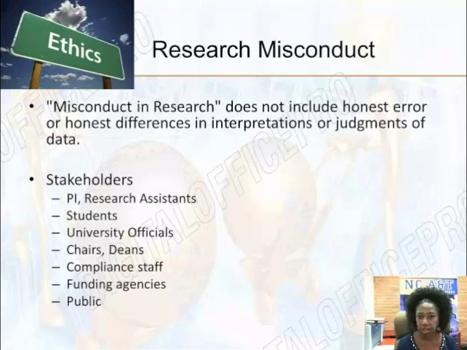Now, who are our stakeholders in making sure that we don't have incidents of research misconduct? The principal investigator, research assistants, all other students, the university officials, chairs and deans, compliance staff, funding agencies, and the public at large.